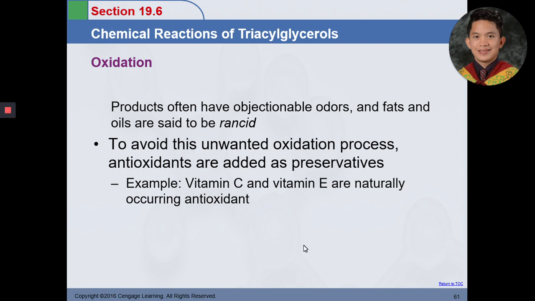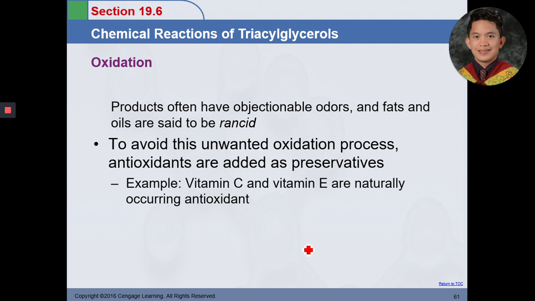So they would normally add antioxidants so that their products would not become rancid, because again, instead of oxidizing the product or the food itself, the one being oxidized is the antioxidants added to our product. As a result, your fats and oils would be preserved. Okay.